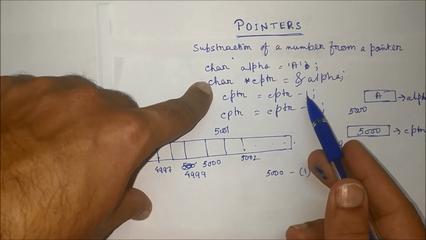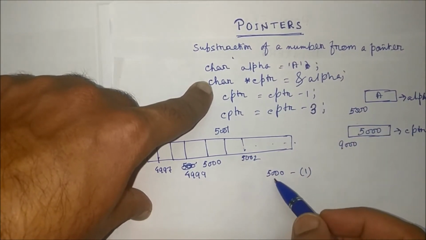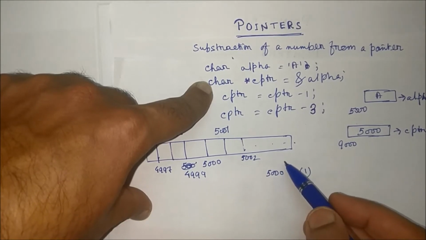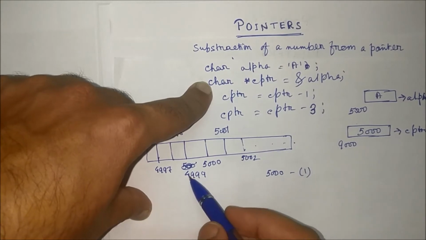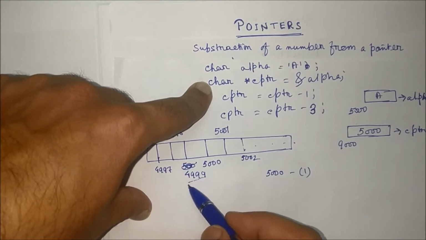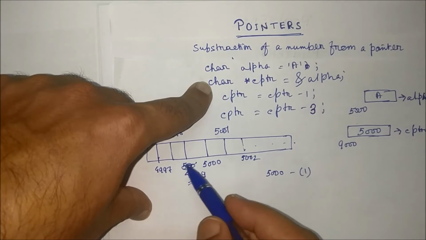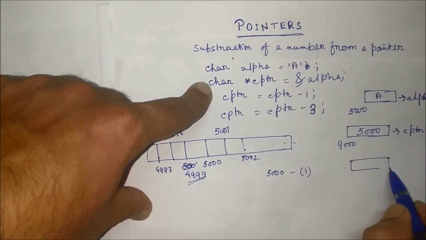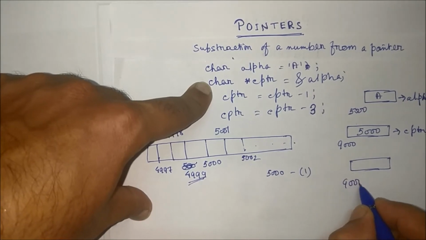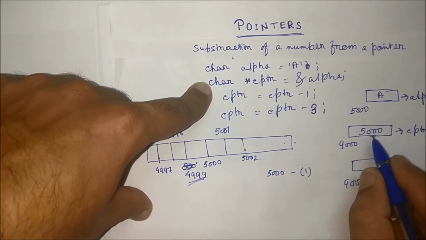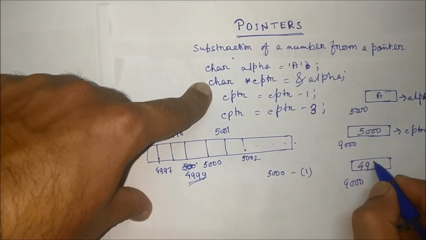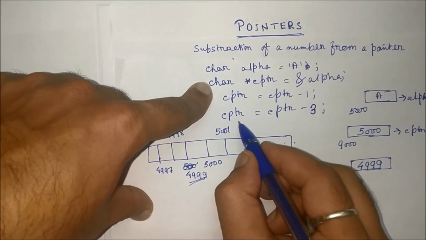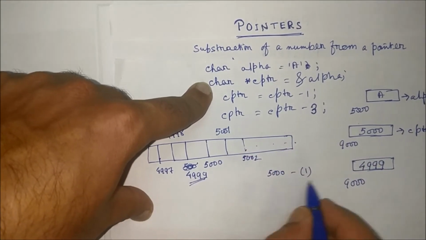As a character variable is 1 byte long in the memory, it will go back to the previous location where another character variable will get stored. So 5000 minus 1: another character variable will start in the memory at location 4999, if we are storing the character variables consecutively. Now how will the pointer memory map look? The location of the pointer will be 9000 in the memory, and the value stored inside the pointer variable will be 4999 instead of 5000.